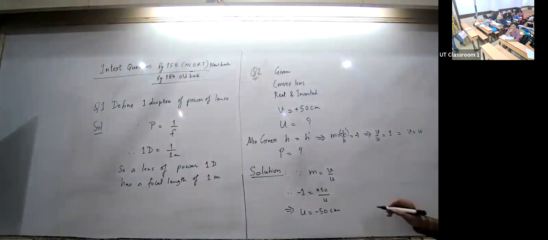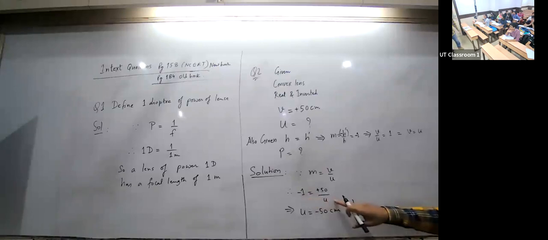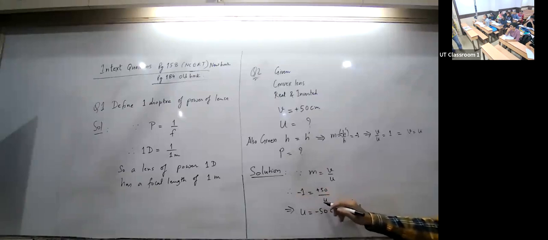Okay, so this is the answer. How is? Because minus 1, no? You cross multiply. U will be going here and minus 1 will come here. Then multiply minus 1 in numerator and denominator.